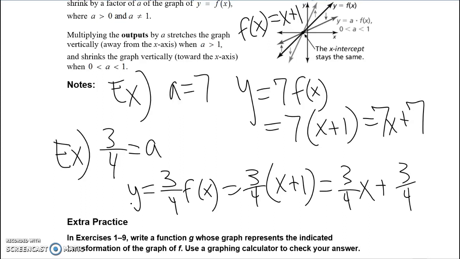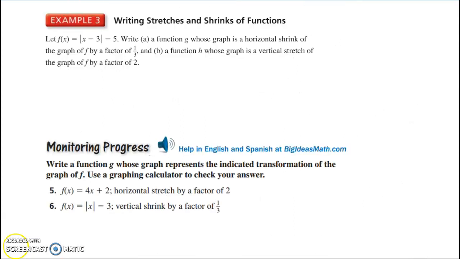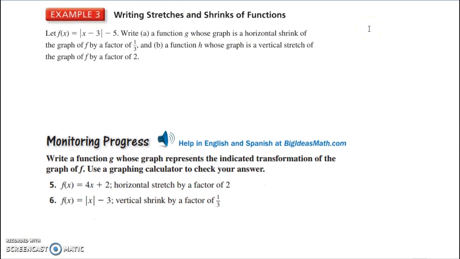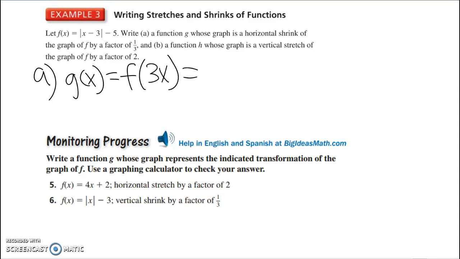Now let's take a look at the notes. And in example 3, we're going to do for part A a horizontal shrink with a factor of 1/3. So that means my g of x is going to equal f of, remember, flip it, 3x. And now I can just plug in 3x to my original function right here. So that's going to be my answer for part A.